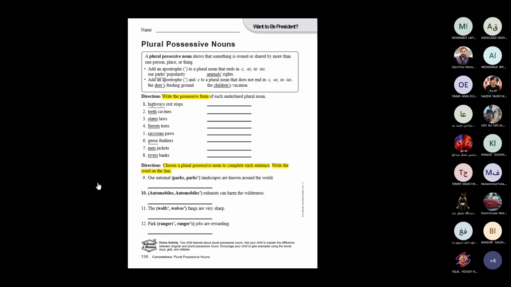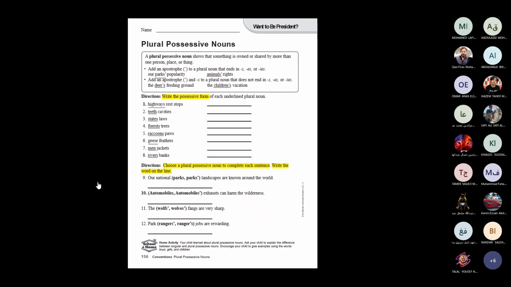Yes, Mr. Okay, Muhammad. So, page 173, Muhammad. Page 173. Have you opened the page? Yes. So number four. Number four is wrong. Where is the S? You have to add apostrophe, then S. Understand? Number four, it's women. Women has no S at the end. So add apostrophe and S.